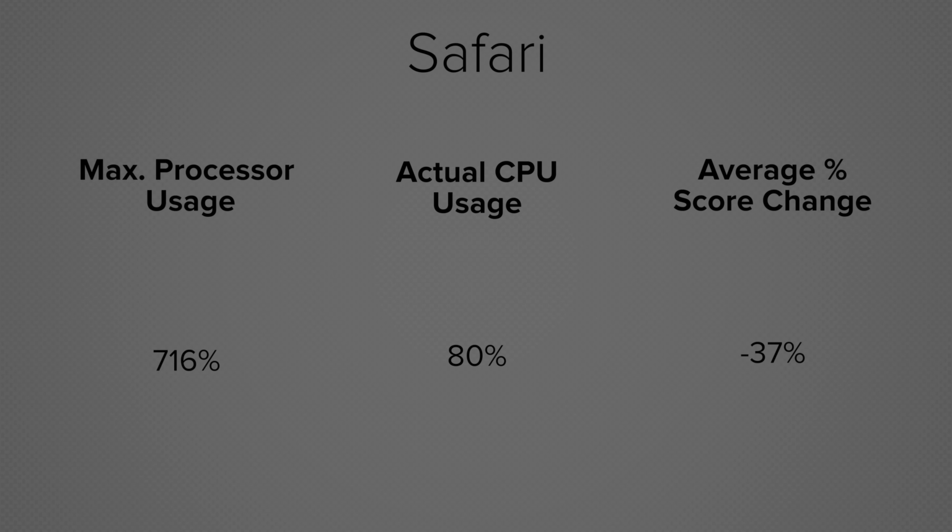Safari also had a hefty 716% maximum process usage, with around 80% CPU usage, so the fan kicked up, just like on Chrome. However, the benchmark scores averaged around 37% slower, which is still pretty good. We were extremely impressed with Firefox being able to run all the benchmarks at once and only kicking up the CPU to 60%. Now let's transition into some real-world tests.